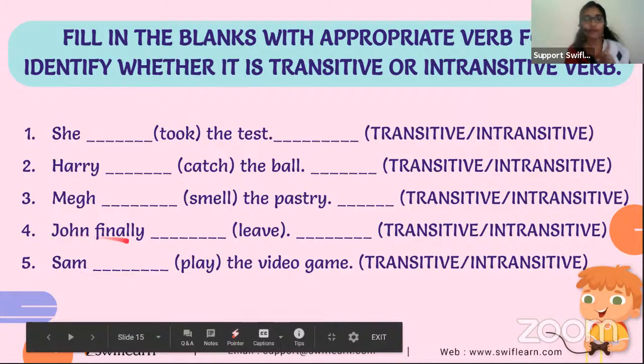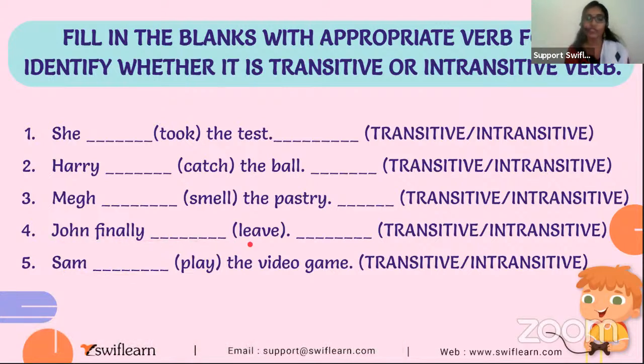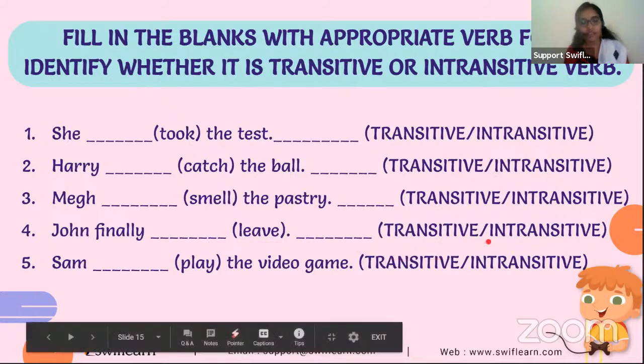Okay, fine. And finally we have John finally leave. So John finally left can be the answer. There is no action passing from the subject to an object. So this can be the intransitive verb. So let's check for the answers.